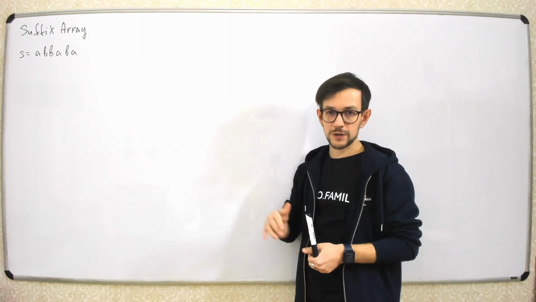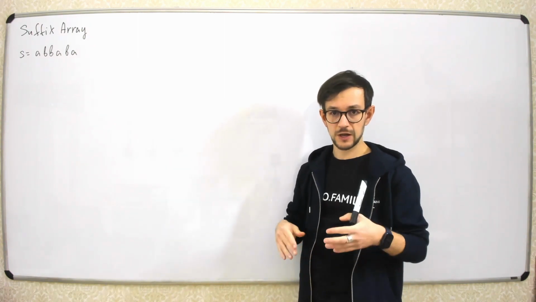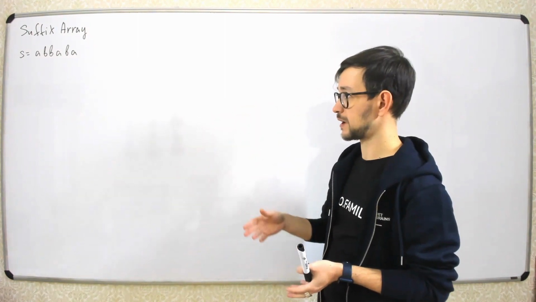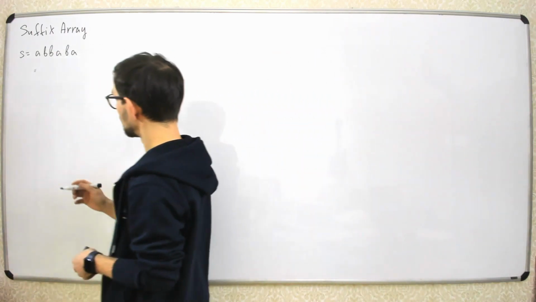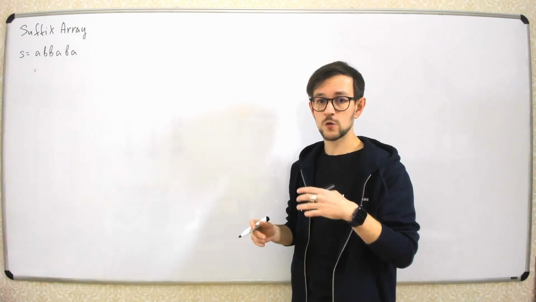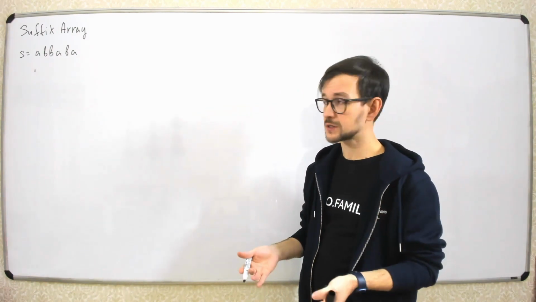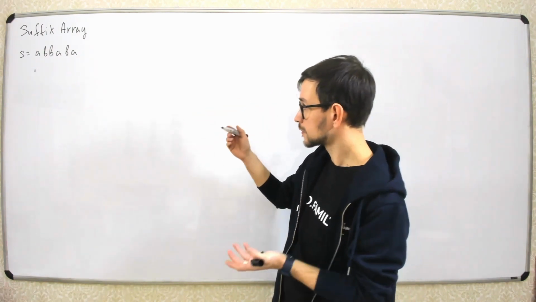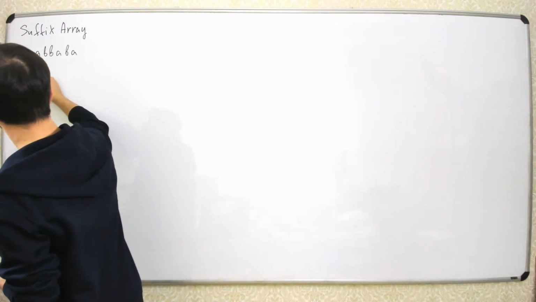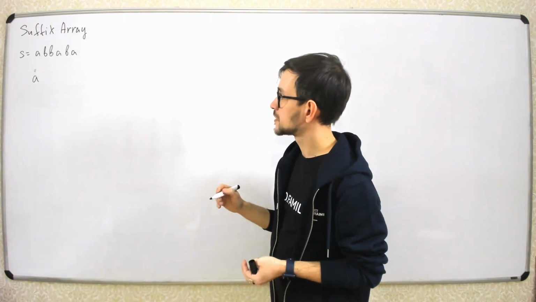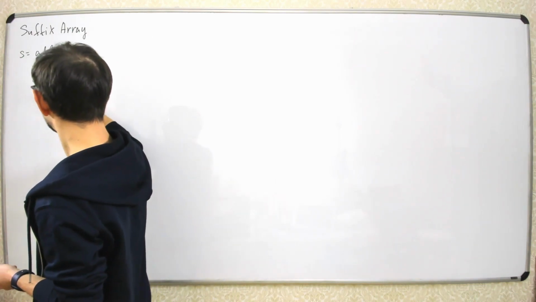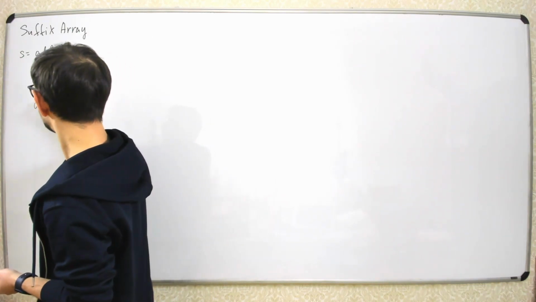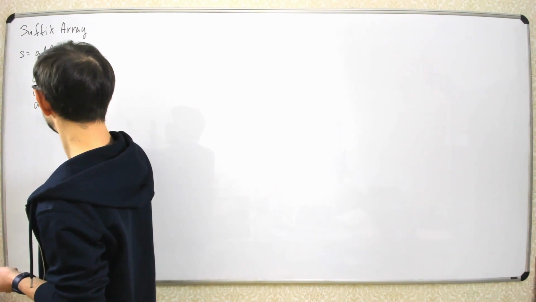And you just write down all the suffixes of this string in lexicographical order. So you start from the empty suffix. So first you have the empty suffix. Then you put the lexicographically smallest suffix. The lexicographically smallest suffix is A. The next suffix will be ABA. Then we have ABBABA, the full string.